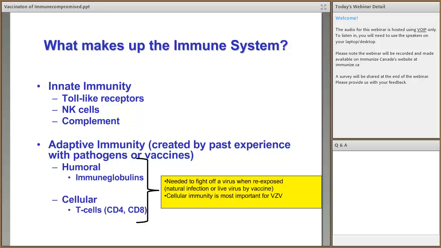The other part of the immune system is adaptive immunity. This is the type of immunity that's created by our past experience with pathogens or vaccines. Adaptive immunity can be further subdivided into humoral, which is our antibodies, and cellular immunity. These are our T cells, whether they're CD4 or CD8 T cells. Adaptive immunity is important because it is needed to fight off a virus when we are re-exposed to an infection, whether that's a natural infection or even a live virus vaccine. Cellular immunity is especially important for viruses such as varicella zoster virus and other types of herpes viruses.